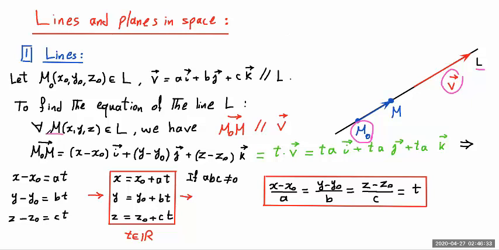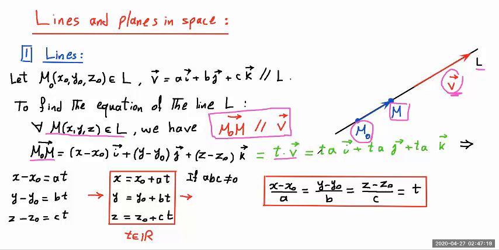Let's suppose that the point M is any point on this line L. Now the vector M0M will be parallel to the vector V. But the vector M0M will be given by x of the end minus x of the beginning, x minus x0 times i plus y minus y0 times j plus z minus z0 times k. Because M0M is parallel to V, there exists a real number t or lambda where M0M equals tV.